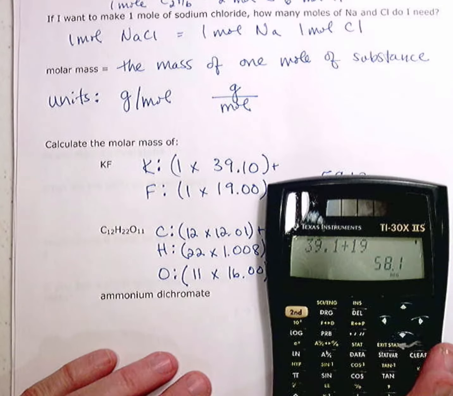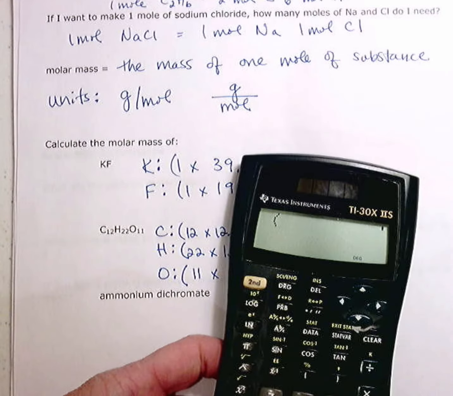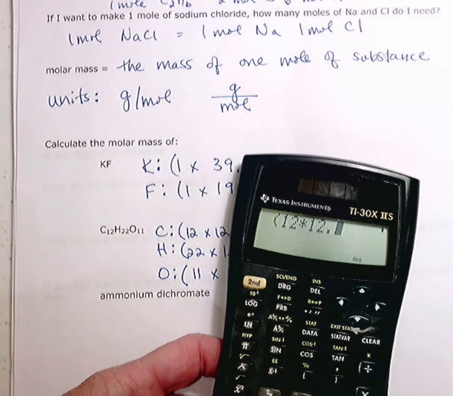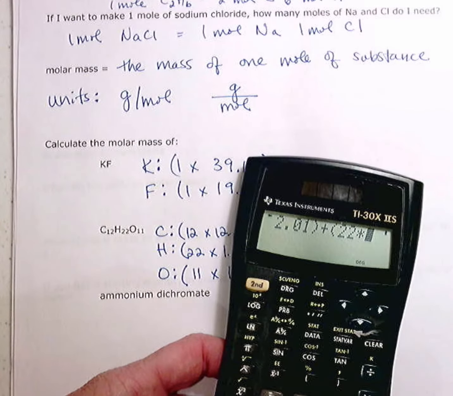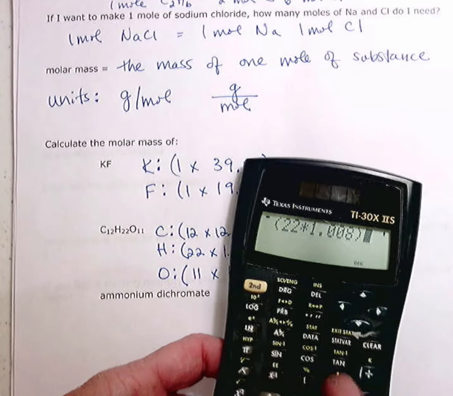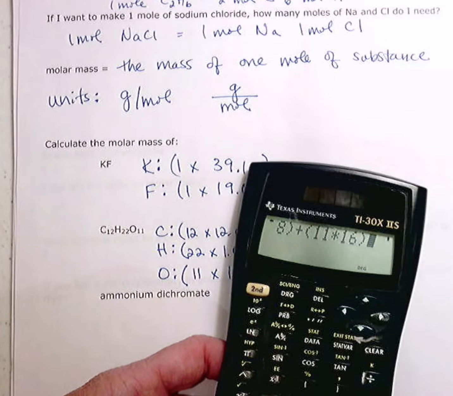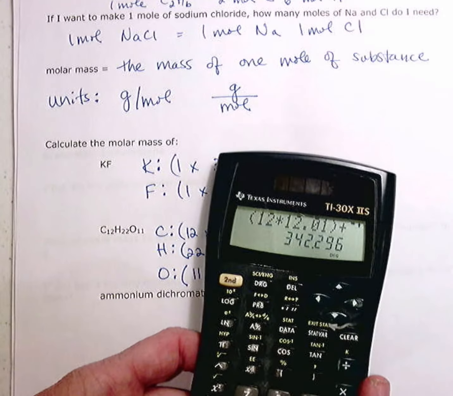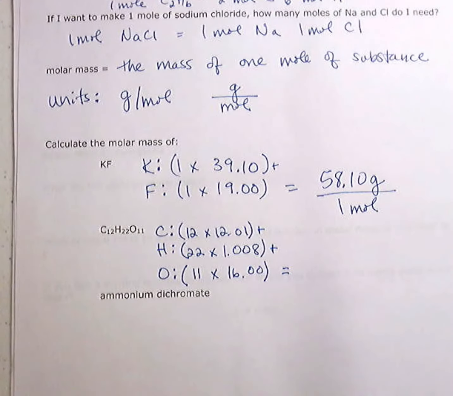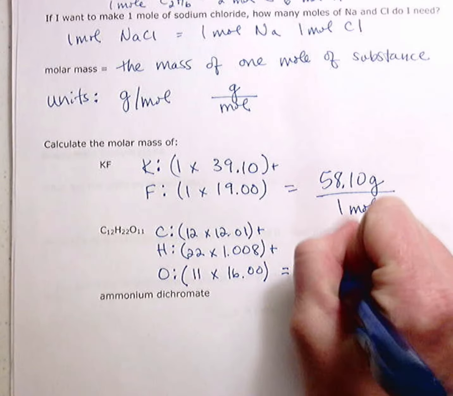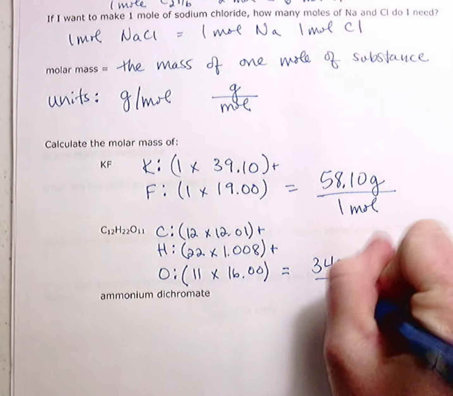If you do this in one fell swoop, you're more than welcome to. Just be sure to use your parentheses on your calculator. 12 times 12.01 plus 22 times 1.008 plus 11 times 16, and you get 342.29, and we'll round that to the hundreds, 342.30 grams per 1 mole.